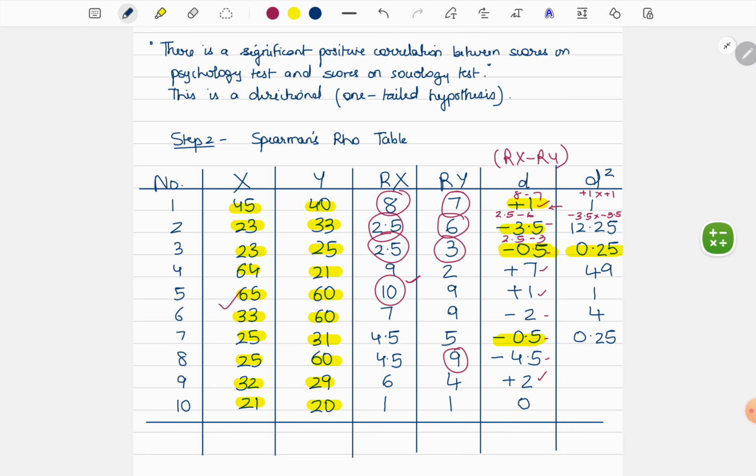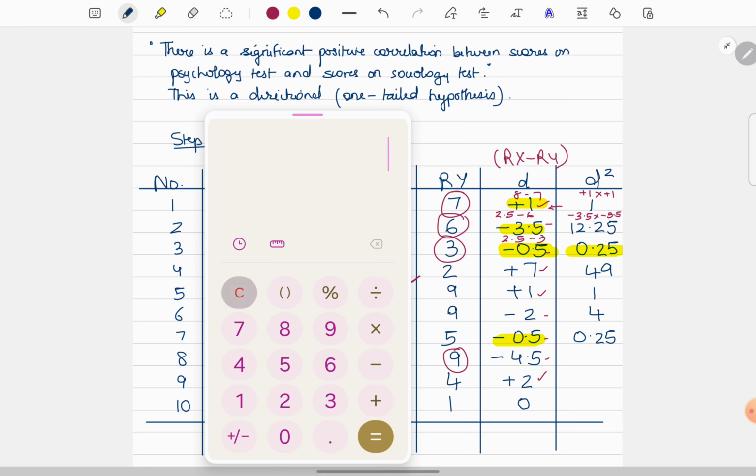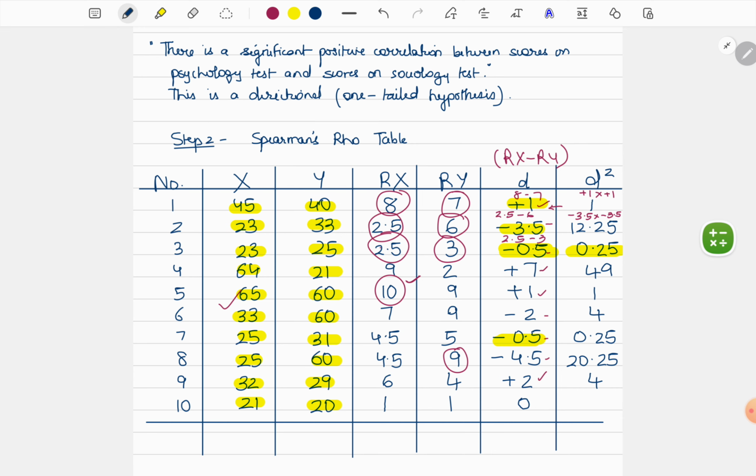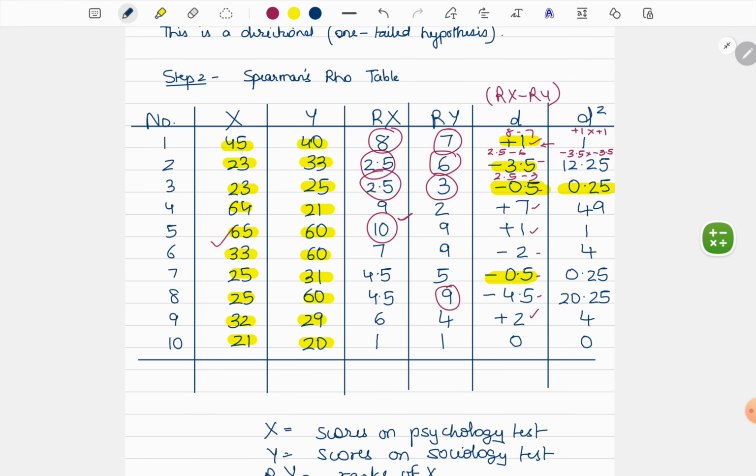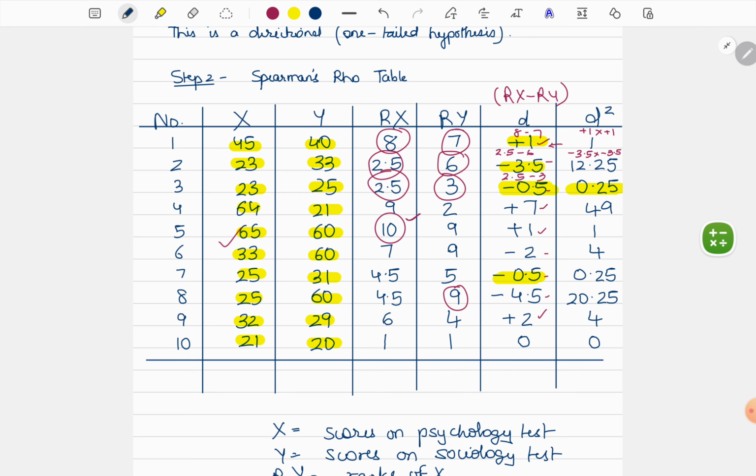Next is minus 4.5. This I would like to do on the calculator. 4.5 into 4.5 gives me 20.25. Next is plus 2 squared is 4. Next is 0 squared is always 0. So this is how we complete all the data columns in the Spearman's rank table.